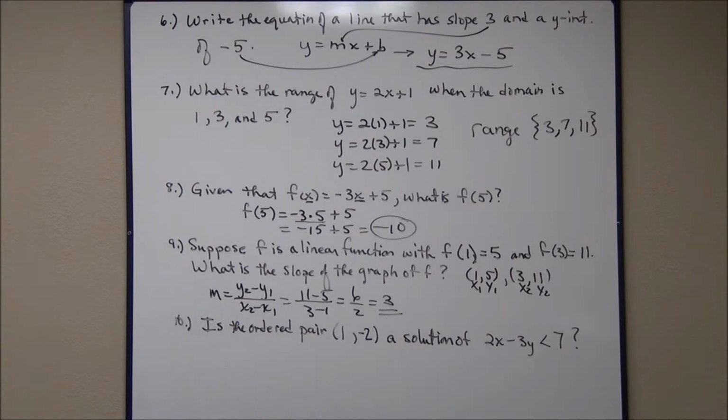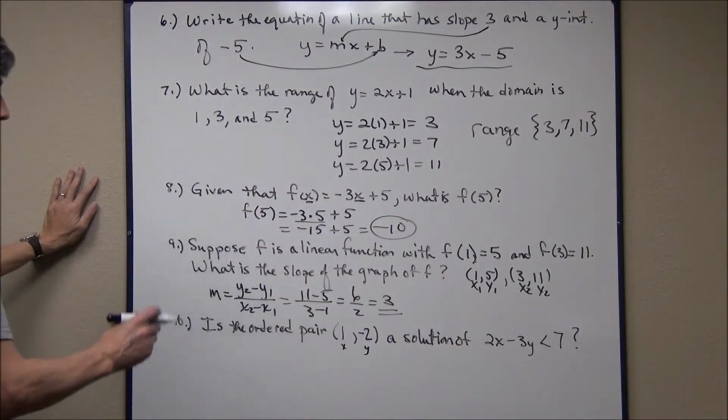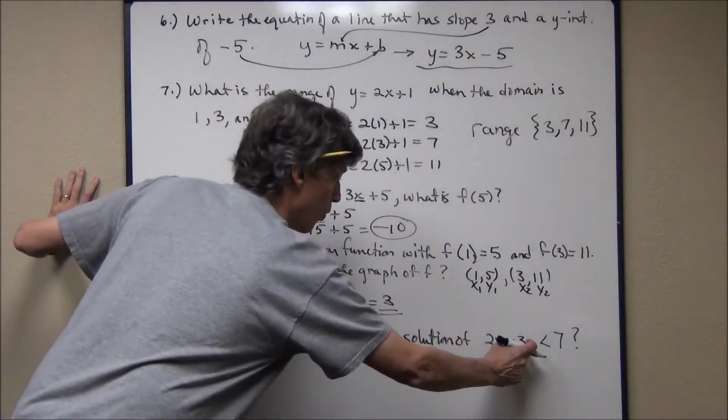Problem 10 says, is the ordered pair (1, -2) a solution of the, notice the linear inequality there, 2x minus 3y less than 7. So here again, we're going to substitute in x and y. We're going to plug those in for x and y here.